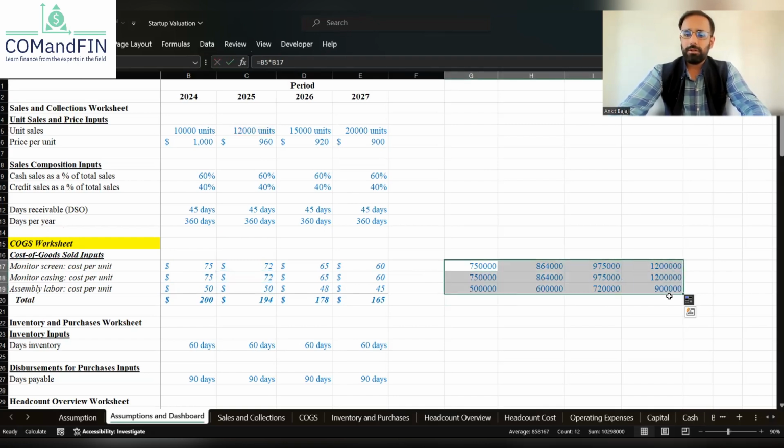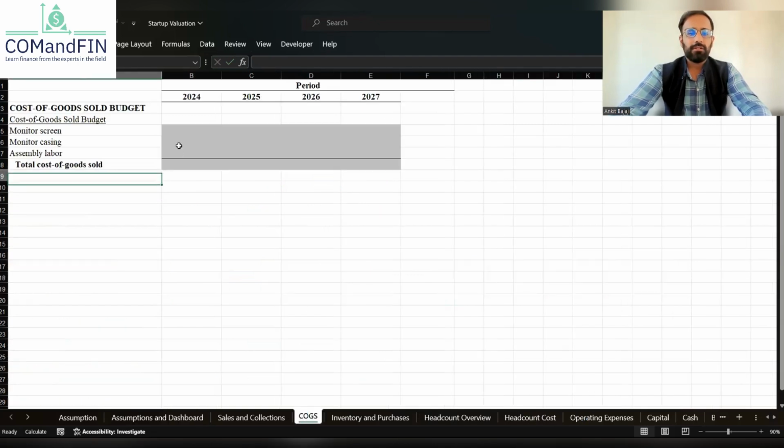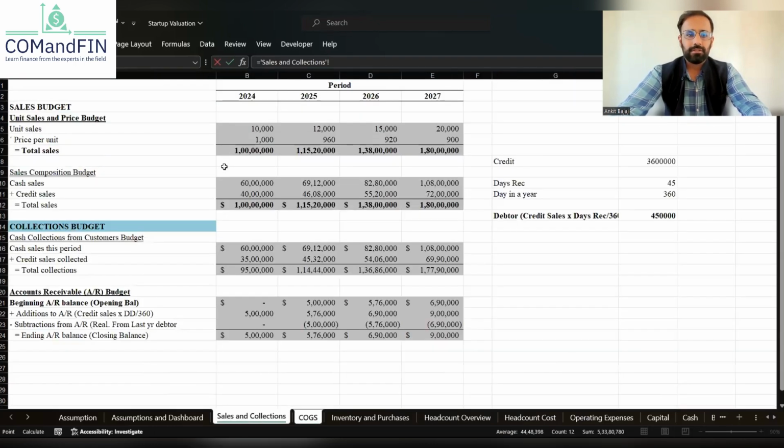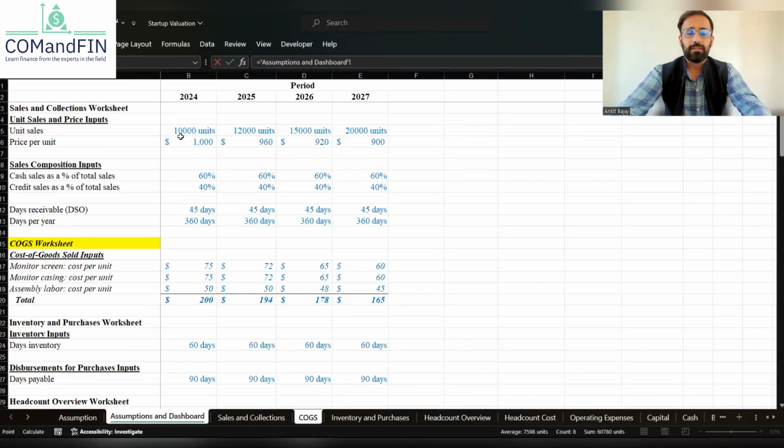But here in Excel, what we do, we link everything. So here, if I want to calculate the COGS cost, I will link the values. The first value from the assumption sheet which I have to take is unit sales, right? So in the first year, the company has sold 10,000 units. So I will multiply this with 75, right?